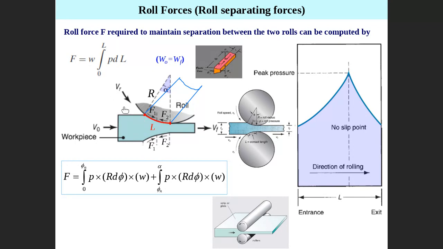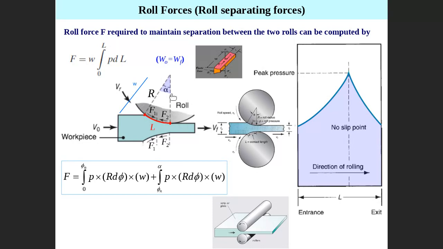Then to get P times A, this is the area, as I told you. So this is the angle. This is the width, right? This is the width of the workpiece. So the area here is L multiplied by W.